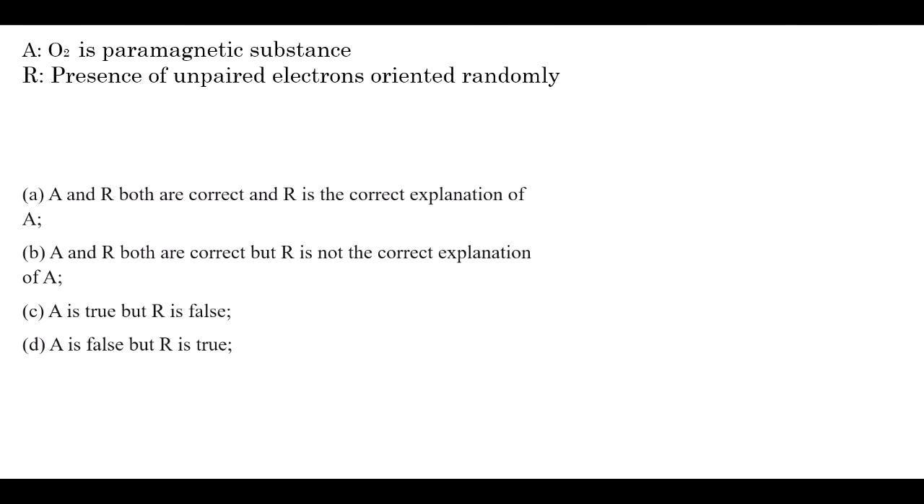The next question we have, O2 is paramagnetic substance. This one is our assertion. Presence of unpaired electrons oriented randomly. So assertion is absolutely correct. So C can be true, A can be true and B can be true. Now presence of unpaired electrons oriented randomly. Because of presence of unpaired electrons, O2 is paramagnetic. So reason is also true and reason is the correct explanation. So option A will be the correct for that.